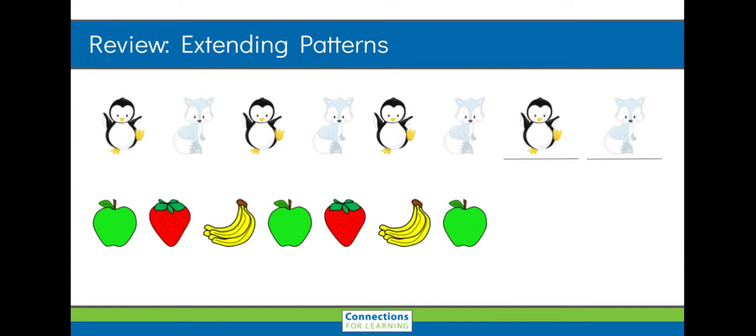Here we have an apple, a strawberry, and a banana. An apple, a strawberry, and a banana, an apple, and a... Well, if you guessed strawberry, you got it. And after every strawberry in our pattern, we see a banana. Now we can go back again to the beginning of our pattern and see if our answer follows the pattern that's here. We have an apple, a strawberry, and a banana. And then our pattern starts over with an apple, a strawberry, and a banana. And then an apple, a strawberry, and a banana. That looks great.